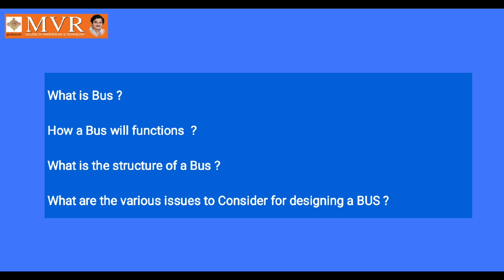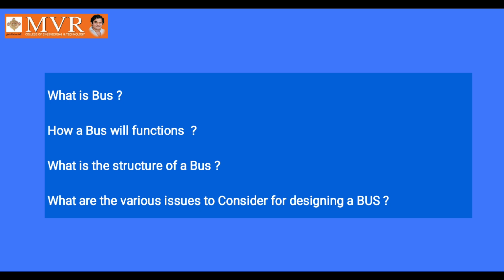So if you are going to increase the length of the bus, that many bits can be transferred together to all the devices. So the length of a bus plays a major role in increasing the efficiency of a computer. Now, how is the bus going to function?